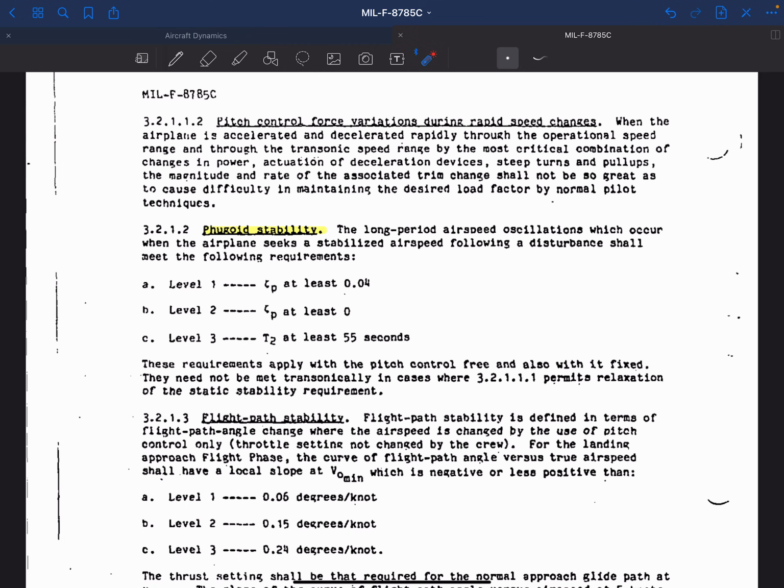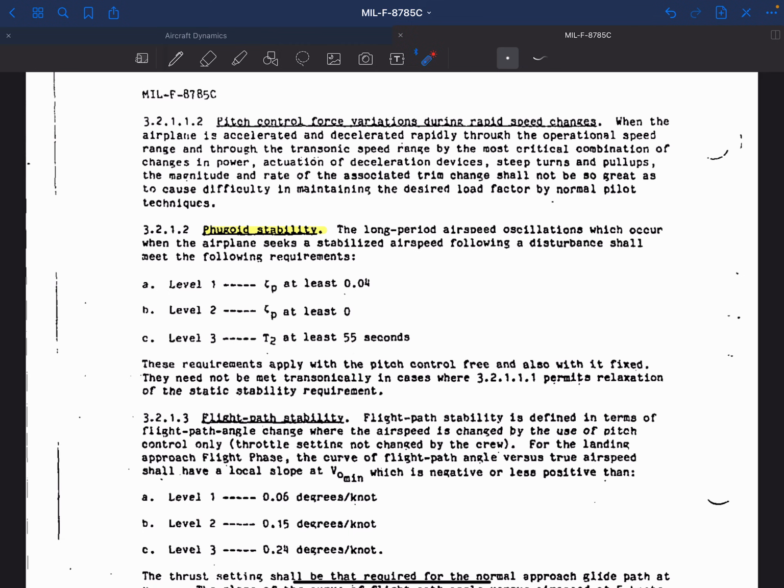And then level 3, you have level 3 if you have this T2, which I believe, let me just double check here. Yeah, that means time to double. So if your damping is less than 0, that means you have a divergent mode, right? Both of these are convergent. So you want your Phugoid to be convergent, but it can be divergent and still have level 3 handling qualities if your time to double is at least 55 seconds, right? If it's greater than 55 seconds.